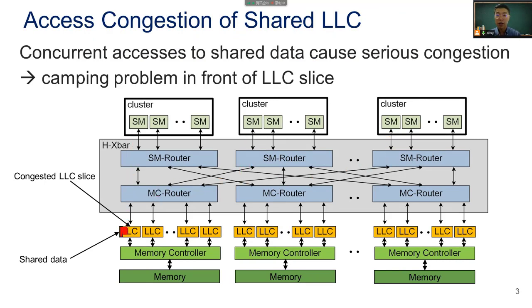In the shared LLC organization, if many SMs want to access the same shared read-only data at the same time, these concurrent memory accesses will cause very serious congestion. This is because the shared data only exists in a single LLC slice, and the LLC slice cannot serve these accesses in parallel.